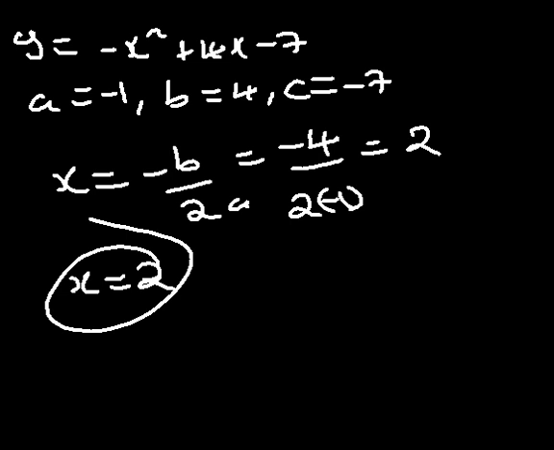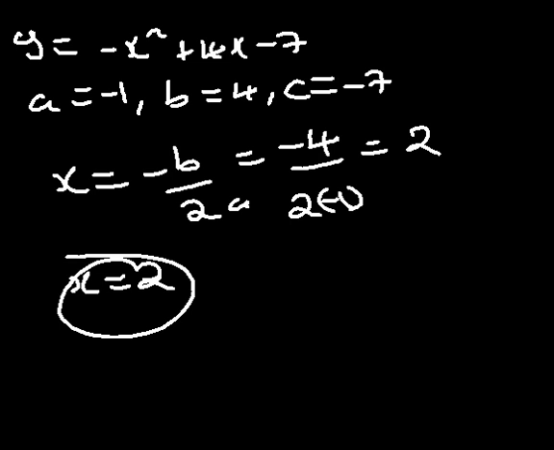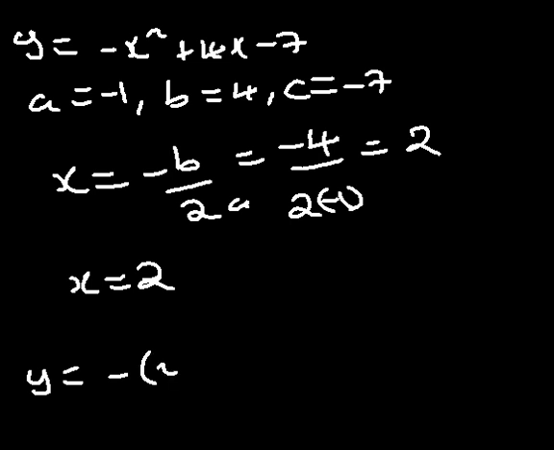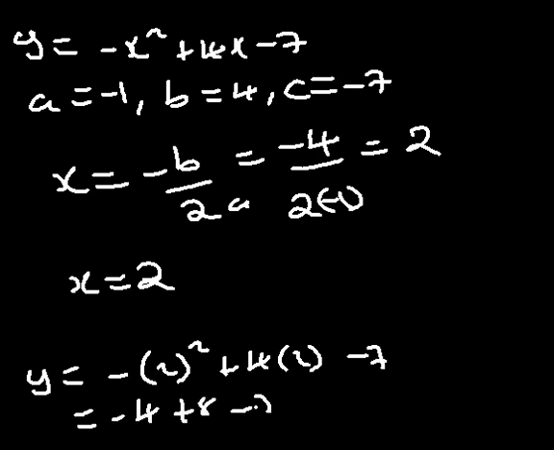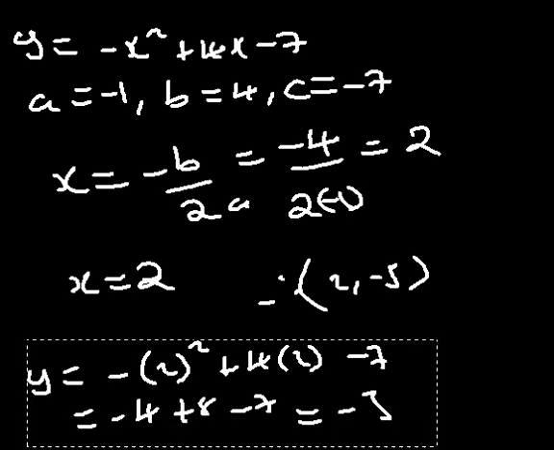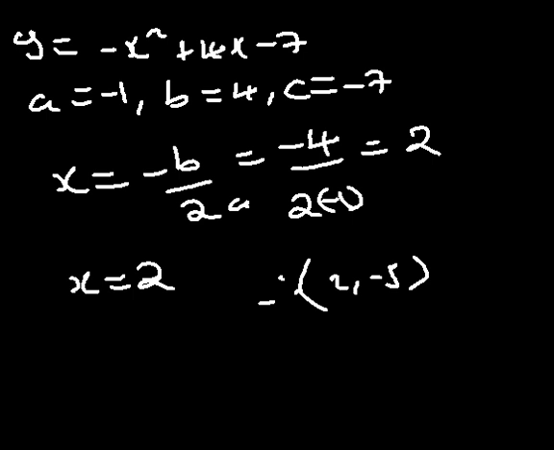Next, we deduce the coordinates at the turning point. Since we already have the x value, we just substitute into the original function. We'll have y being given as negative 2 to the power 2 plus 4 times 2 minus 7, so negative 4 plus 8 minus 7, which is negative 3. So at the turning point we'll have 2, negative 3. Since the graph concaves downwards, the maximum value is negative 3. So that's the maximum value.